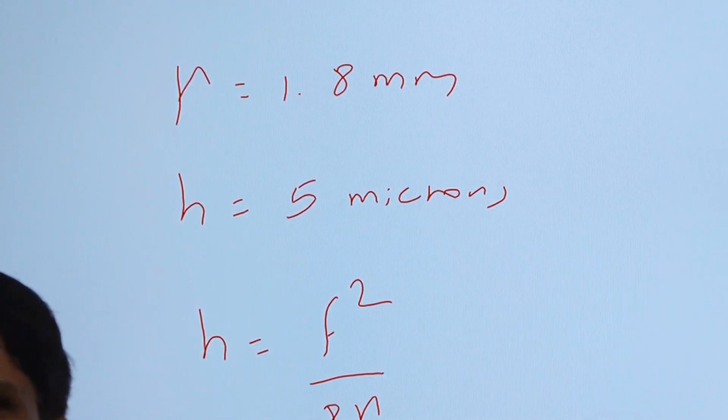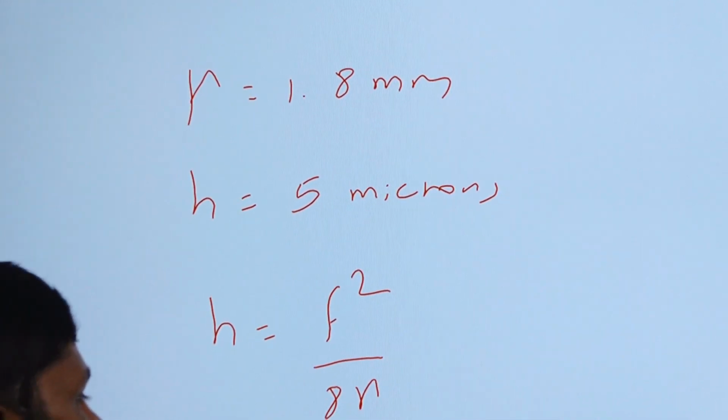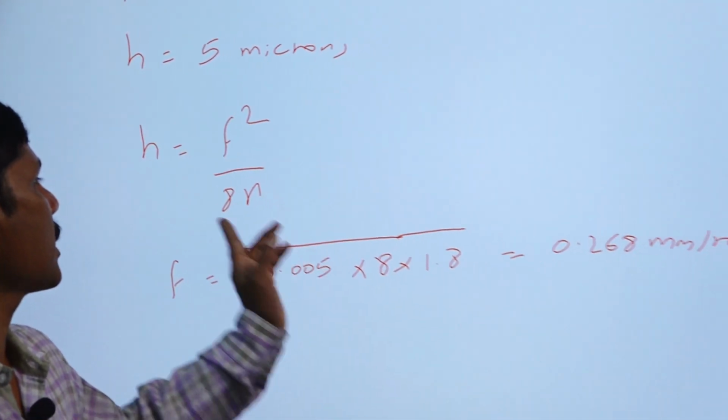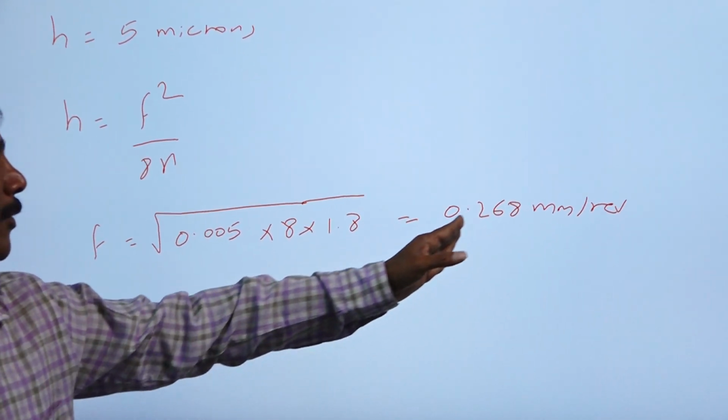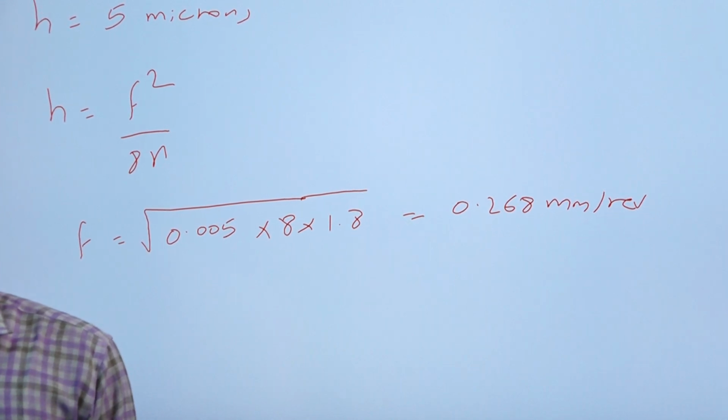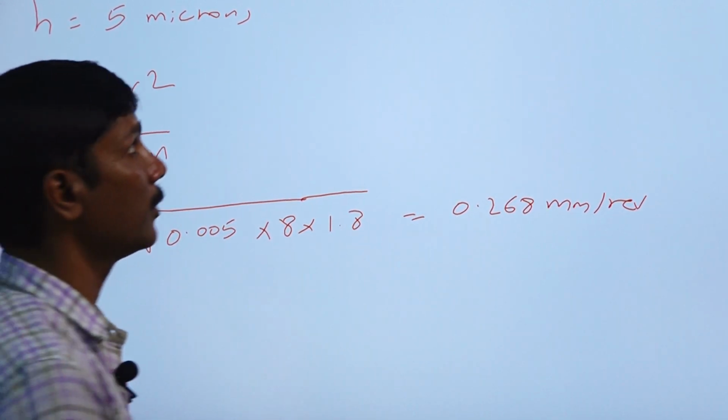Why 0.005? Because the micron is converted into millimeter. This 8 is a constant and 1.8 is in millimeter. We are getting 0.268 millimeter per revolution.